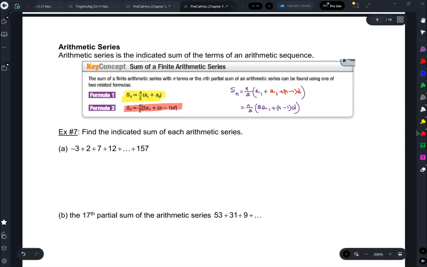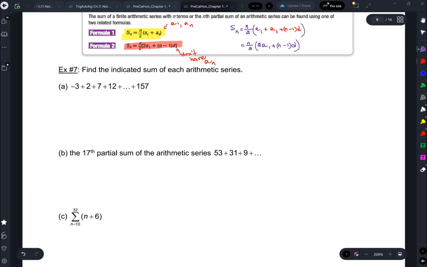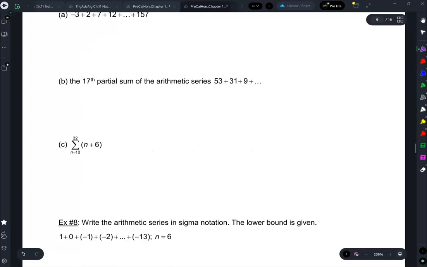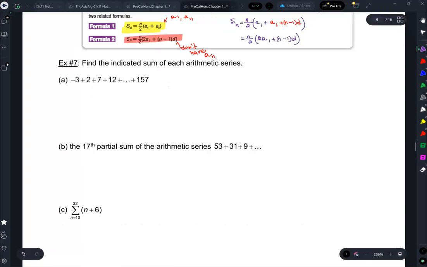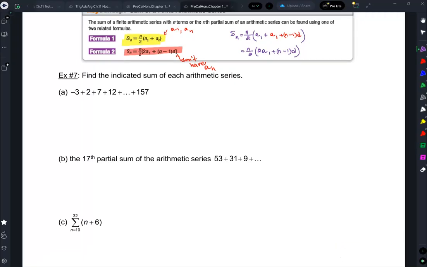So when do you use this one? If you have a1 and an, you can use this one. If you don't have an, you can use this one. Okay? Okay. So look at this. Find the indicated sum of each arithmetic series.